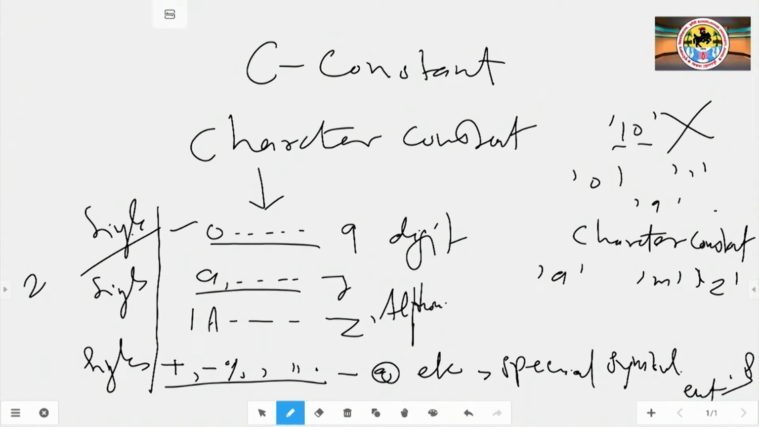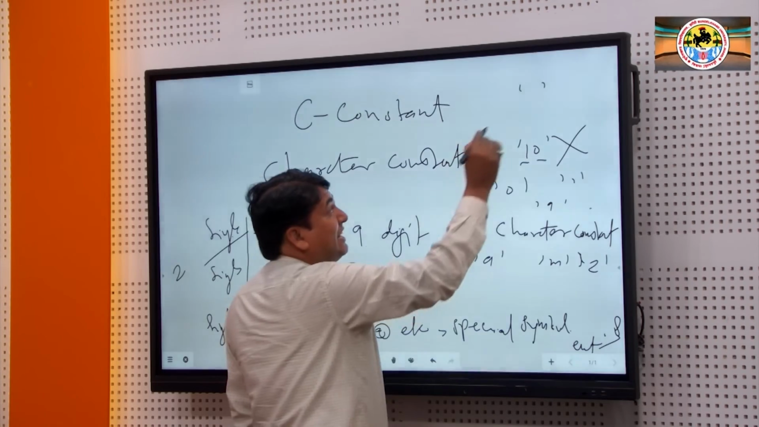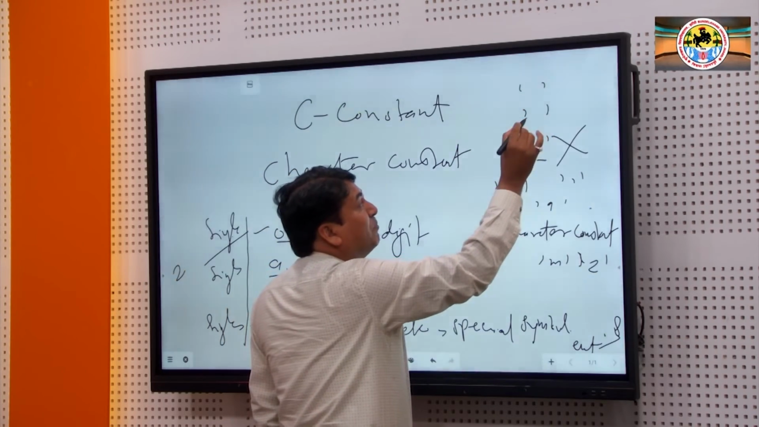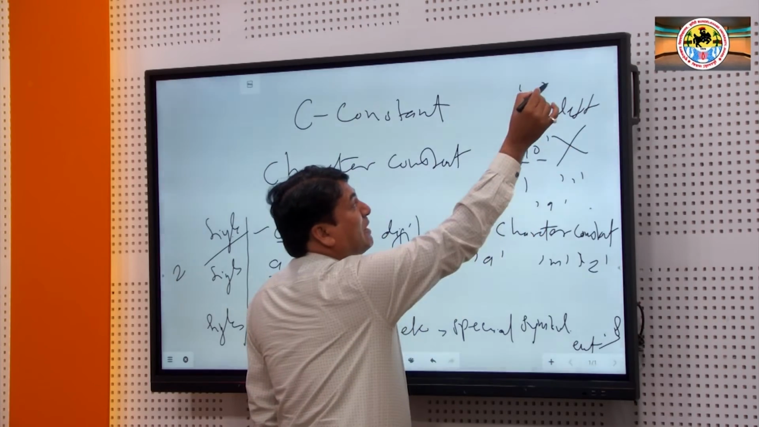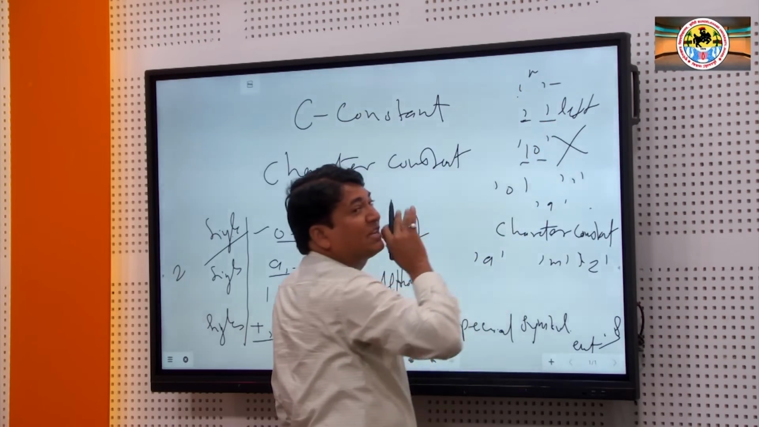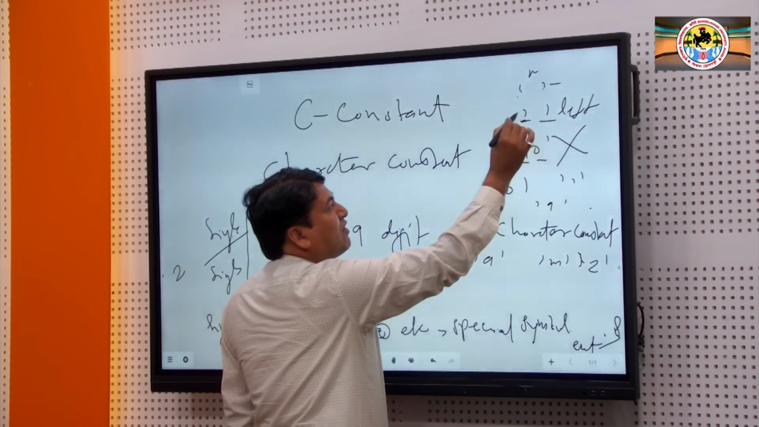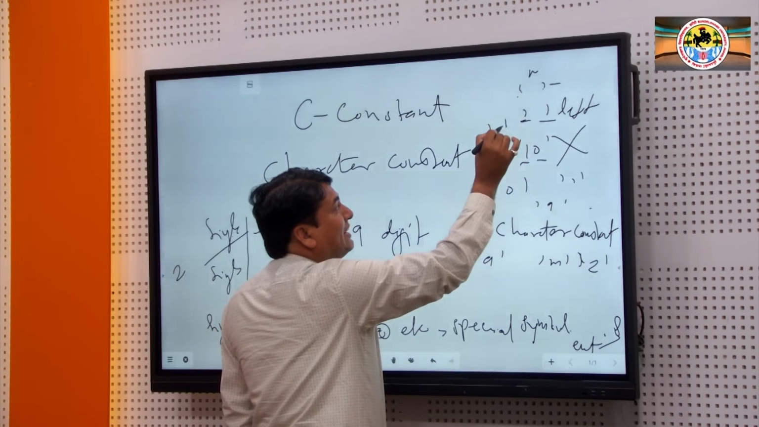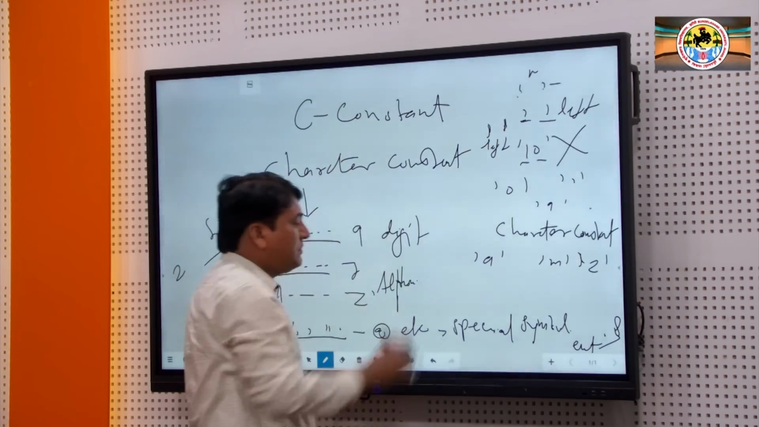Look, this is the difference between the single inverted comma in mathematics and in C. In mathematics, we write the single inverted comma like this, but in C language, the single inverted comma is like that, and both the tails should be on the left side. Remember, left side. In mathematics, both the tails face towards each other, but in C language, both the tails are on the left side. You must remember this: left.